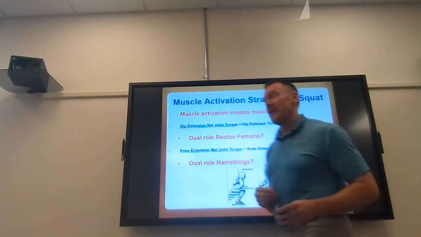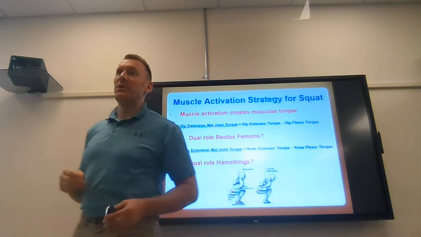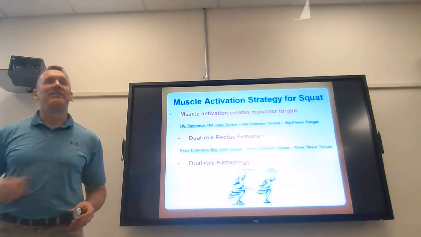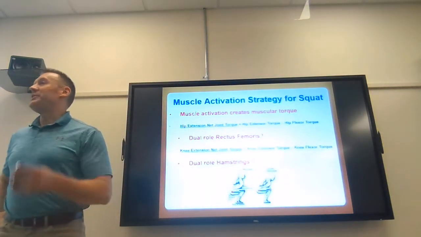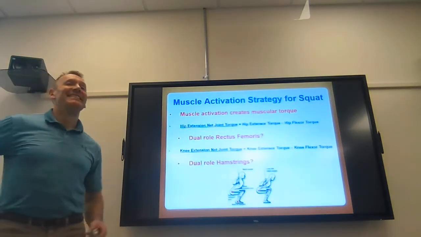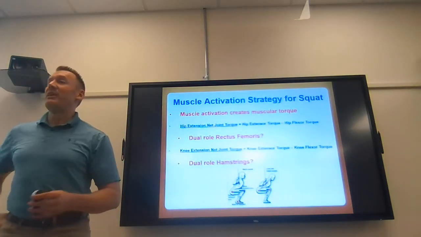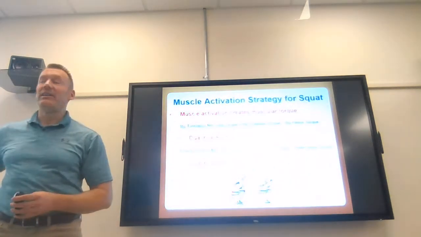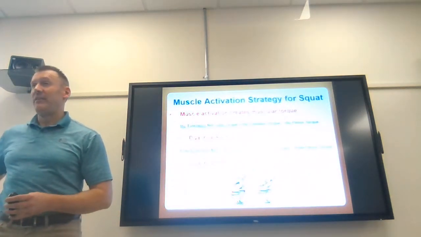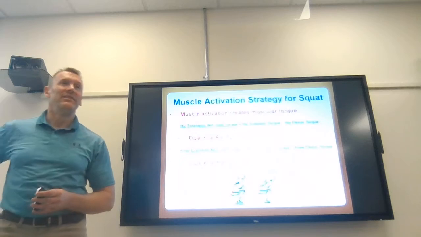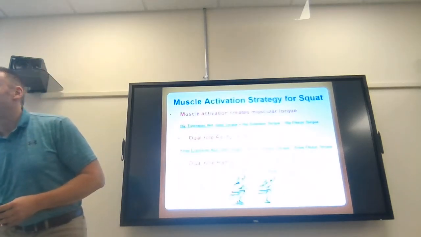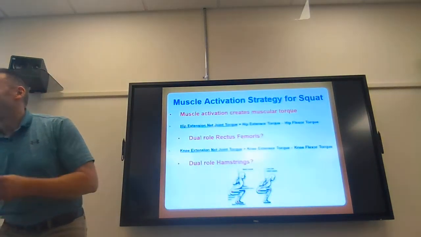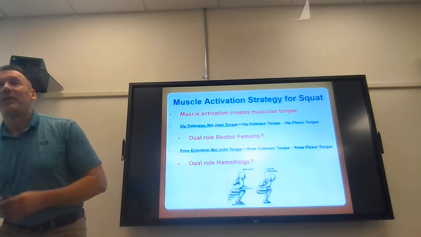Okay, so what do the hamstrings do? They act at both joints. What do the hamstrings do at the hip? Why do we do RDLs? Because the hamstrings create hip extension, which is fine. However, what do the hamstrings do at the knee joint? They create flexion. Is that a problem for a squat?